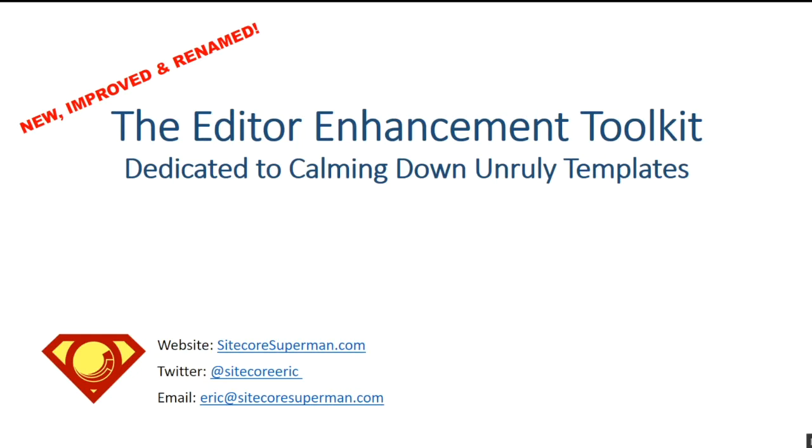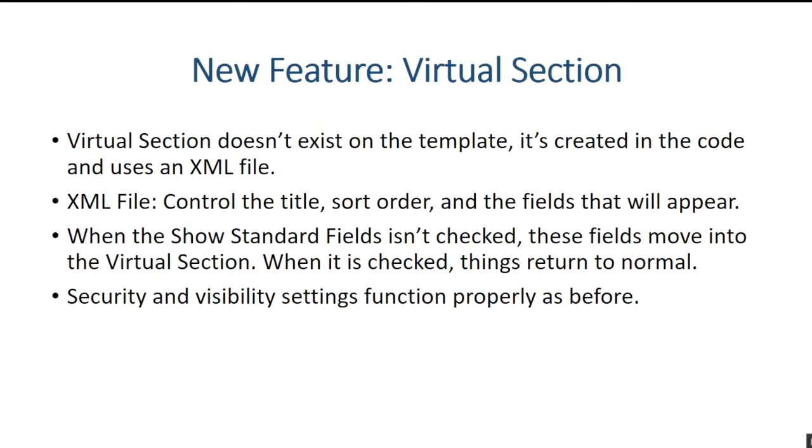So what is this awesome new feature that I came up with? Well, I call it virtual section. A virtual section is fake. It doesn't exist on the template. It's created in the code and uses an XML file to control things like the title, sort order, and the fields that you want to appear in this section.